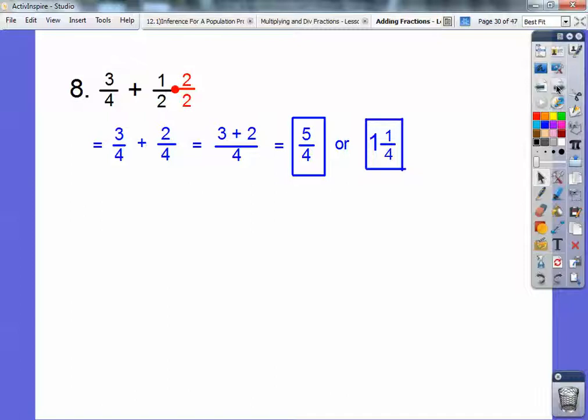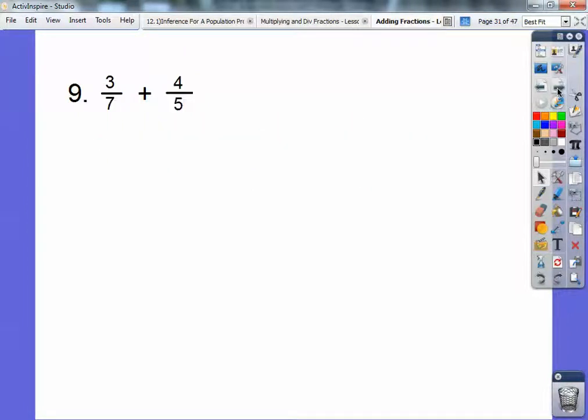3/4 plus 2/4 is 5/4, so whichever answer that you guys are going to do, okay? 4 goes into 5 one time, this big one right here with 1 left over, so 1/4. Okay, all right, so add these guys.